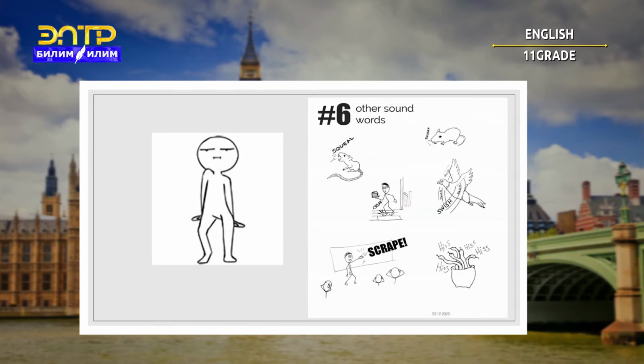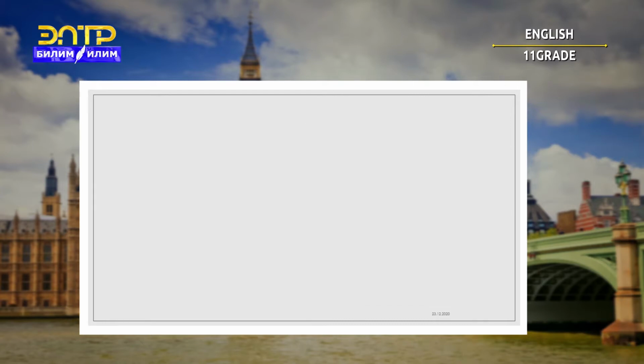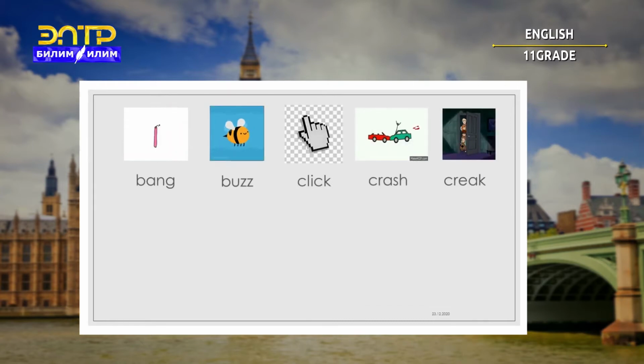Other sound words. As you know, the sounds which animals make are also imitated by humans. Here, as you see, what do you see? It's like bang, buzz, click, crash, crack. You're going to listen to them in the original sound.